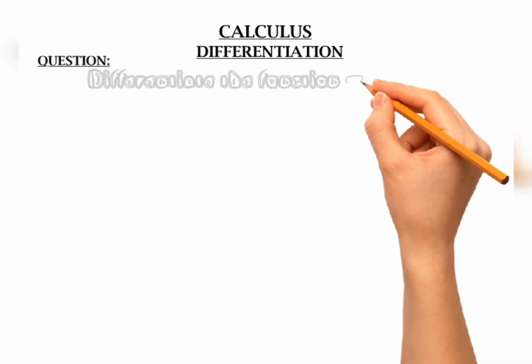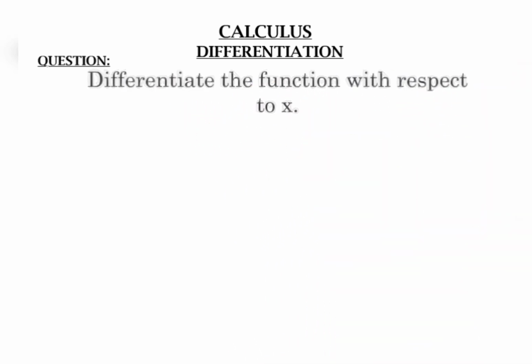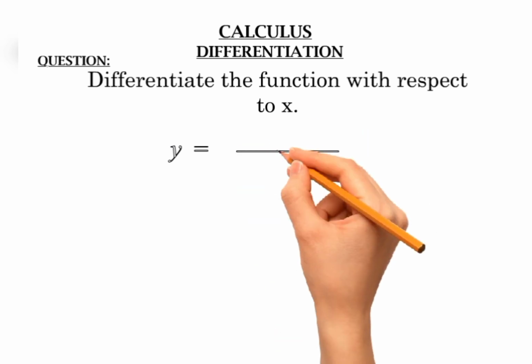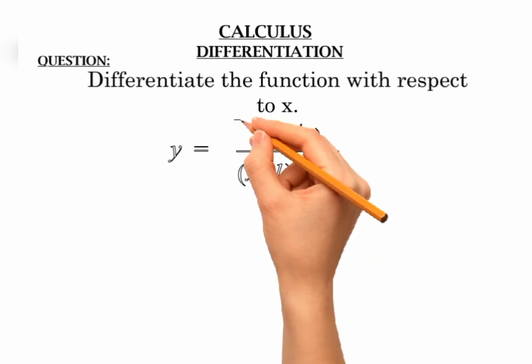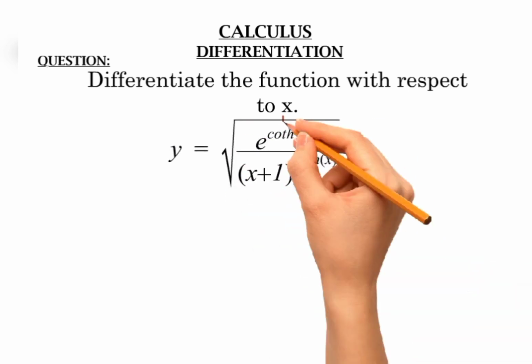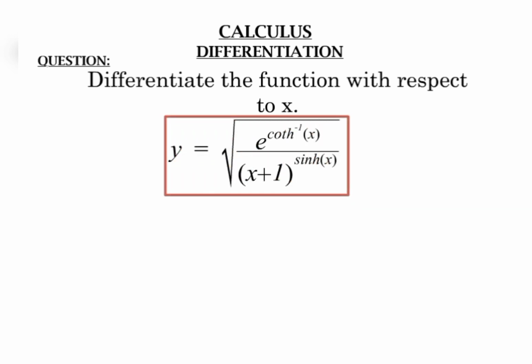Differentiate the function with respect to x. In other words, find dy over dx if y is equal to the square root of e raised to the power of arccot x, over x plus 1, raised to the power of sin x.